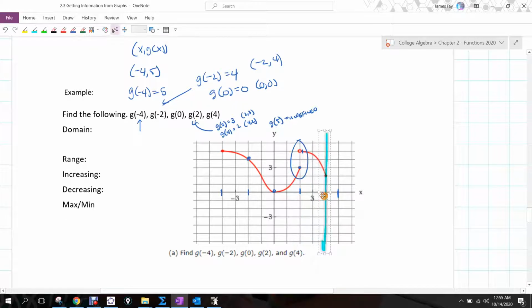And the last x value I come across would be 4. So my domain would be -4 up to, in this case, +4.